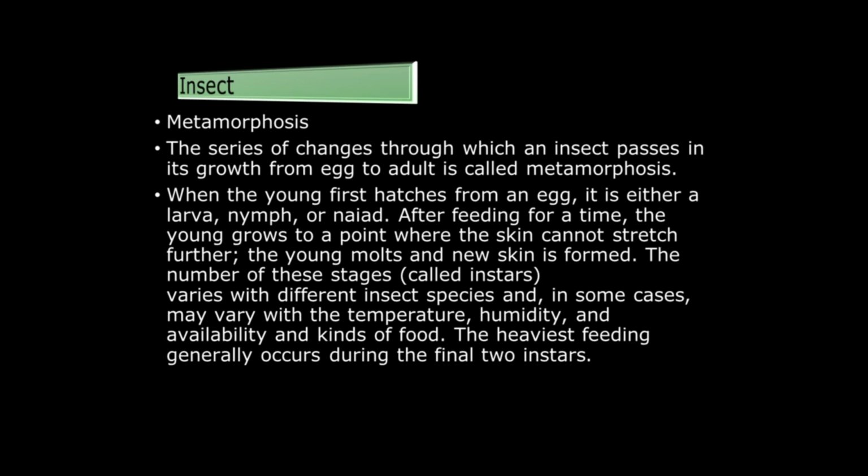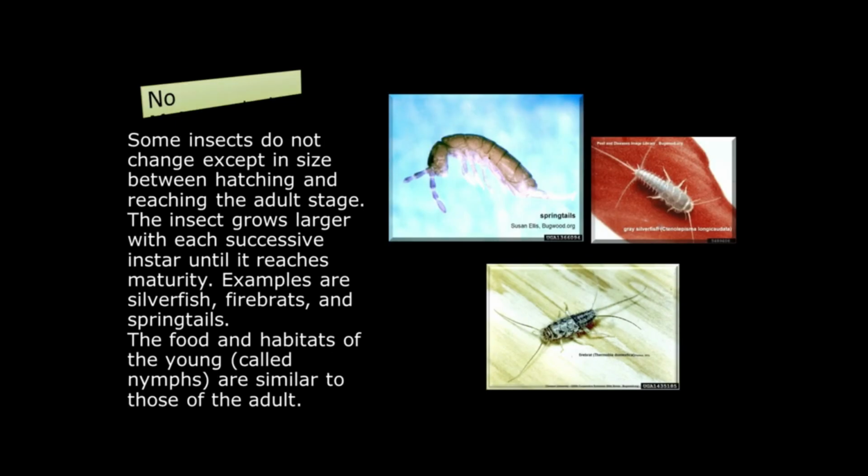The number of these stages, called instars, varies with different insect species and in some cases may vary with temperature, humidity, and availability in kinds of food. The heaviest feeding generally occurs during the final two instars. Some insects do not change except in size between hatching and reaching the adult stage. The insect grows larger with each successive instar until it reaches maturity. Examples are silverfish, firebrats, and springtails.